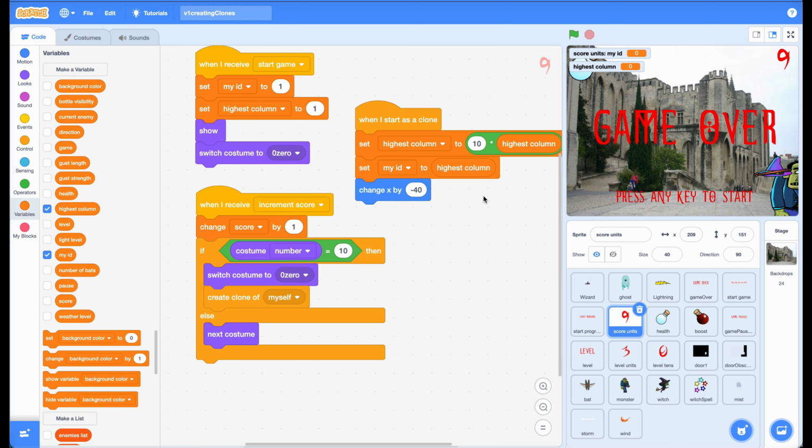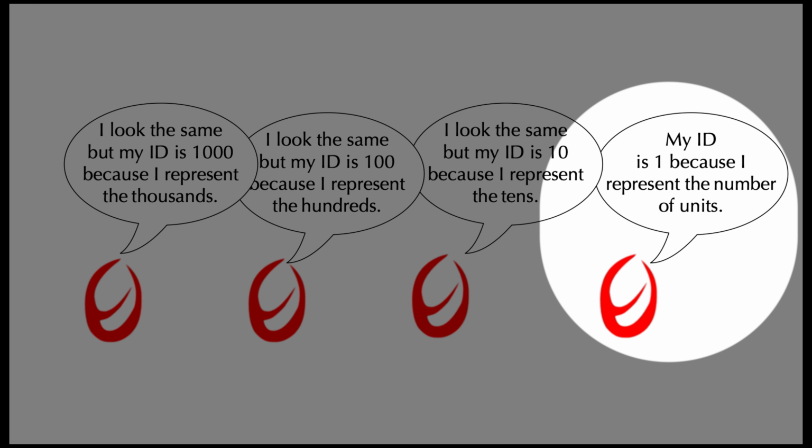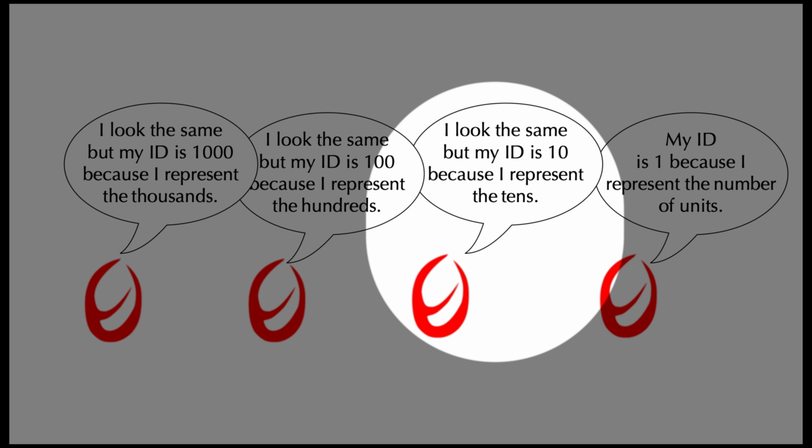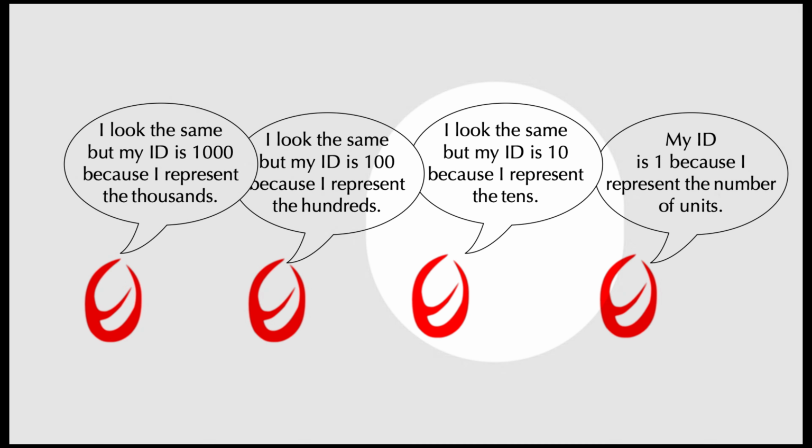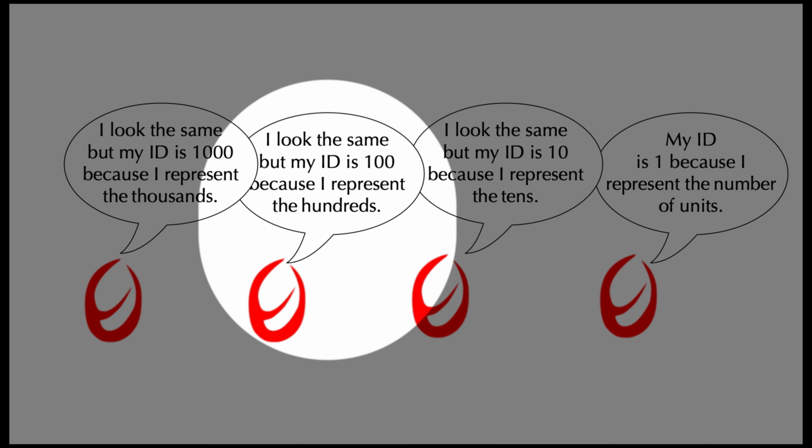So now each clone gets its own ID. The first sprite, the master sprite, gets the ID 1. The second thing that comes out is going to be 10 times that, so it's going to be 10. The third thing that comes out is going to be 10 times that, so it's going to be 100.